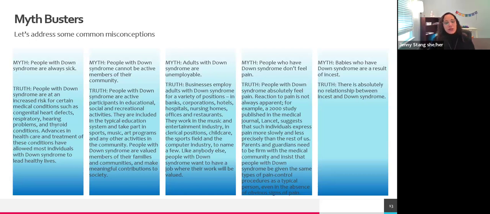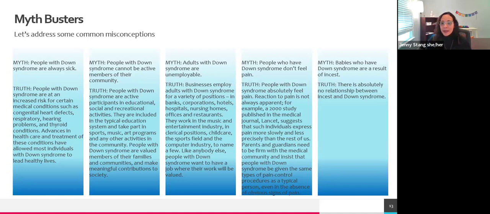Next, adults with Down syndrome are unemployable. Well, the truth is, businesses employ adults with Down syndrome for a variety of positions. Banks, corporations, hotels, hospitals, nursing homes, offices, restaurants, etc. They work in the music industry, the entertainment industry, clerical positions, childcare, sports fields, computer industries. So just like anybody else, people with Down syndrome want to have a job where their work will be valued, okay?